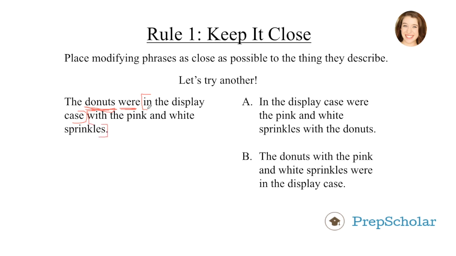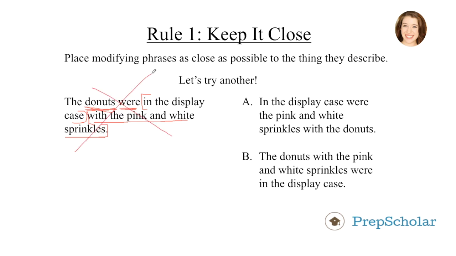So the donuts were in the display case. Did the display case have pink and white sprinkles on it? That might be a cute display case, but it doesn't really make a lot of sense. What would usually have sprinkles in a situation like this? The donuts. That means that this modifier here is in the wrong spot. Right now, this phrase is modifying or describing the display case because it's right next to the display case. We need to find an option that actually places this modifier next to the thing it modifies, the donuts.